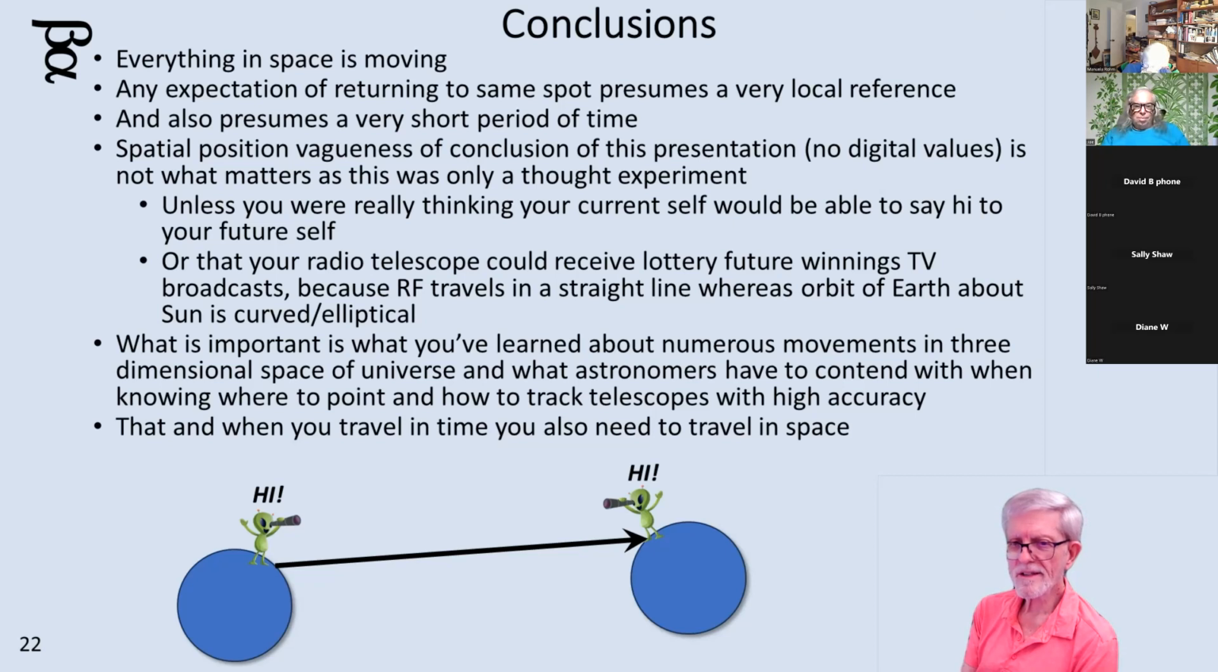But what is important is we've learned that there's a lot of minutia in astrodynamics. There's a lot of minutia in pointing at things and getting telescopes to actually point at and track things in the sky. Where you really have to pay attention to it is if you're doing spatial displacement kind of things. And that's why I say when you travel in time, you also travel in space, and you need to take into account both of them.